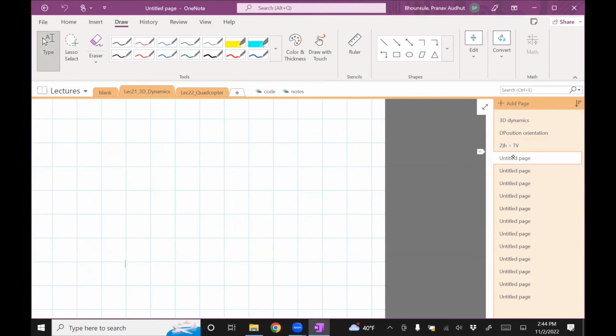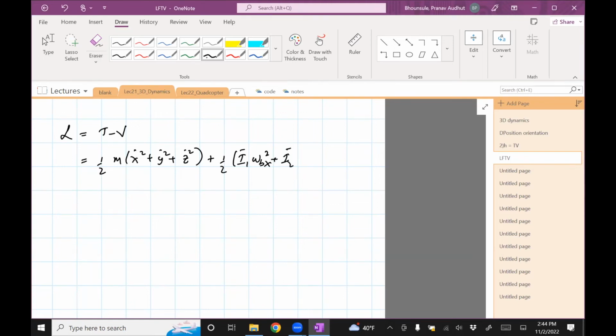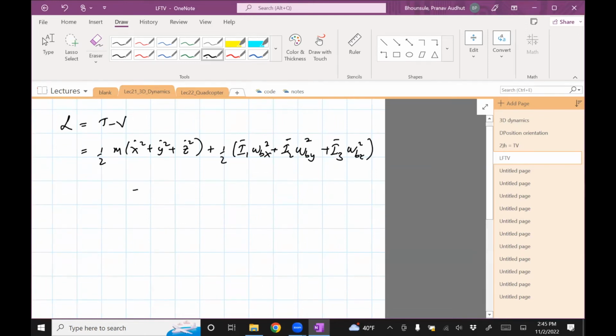So I'll write that Lagrangian now. It is T minus V. T was half m times x dot squared plus y dot squared plus z dot squared, plus half, let's call it I1 bar omega_bx squared plus I2 bar omega_by squared plus I3 bar omega_bz squared, minus mgz.